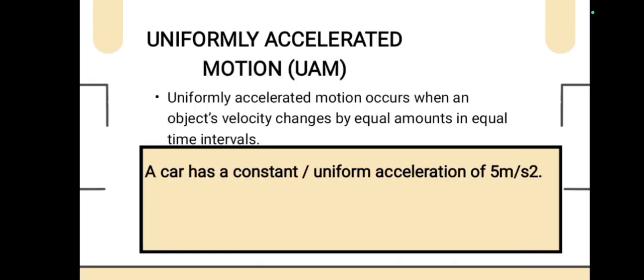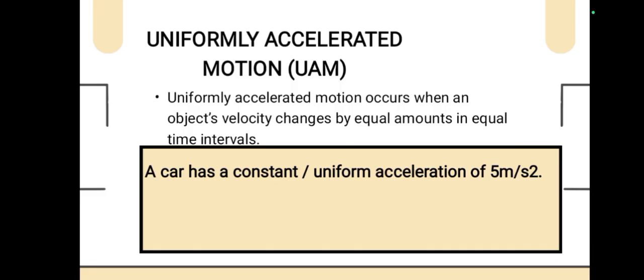Now, what is exactly uniformly accelerated motion? The term already suggests an idea of what is happening in the motion of the object. Uniform. The word uniform means it's the same. It's not changing. It is constant. So uniformly accelerated motion occurs only when an object's velocity changes by equal amounts in equal time intervals.